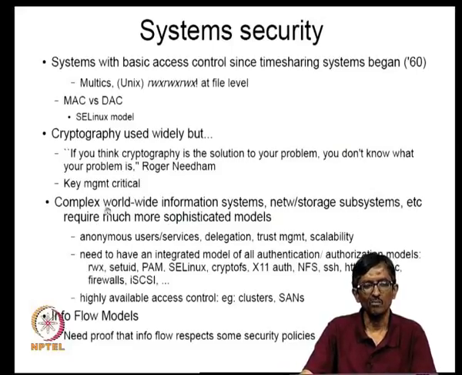Again, if you want to think in a slightly larger sense, worldwide information systems, network storage systems, etc., they require much more sophisticated models. Because in this kind of models, in this RWX, etc., right, we had users. But suppose I want to add what is called anonymous users. Does Unix allow anonymous users? It doesn't have the notion seriously.